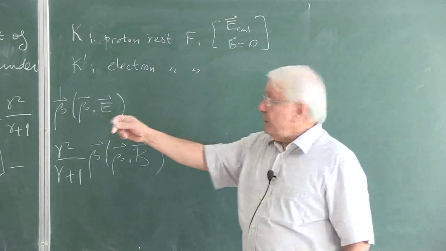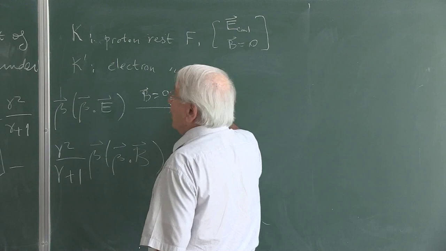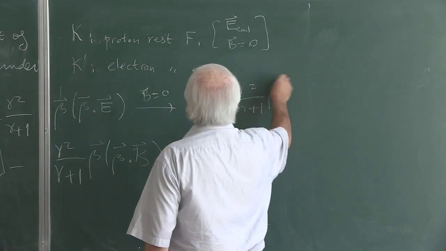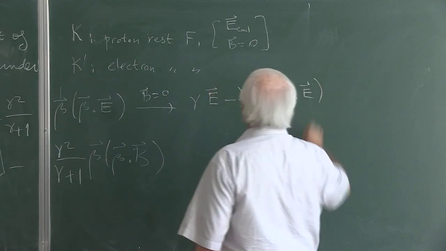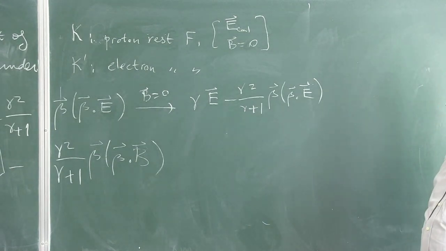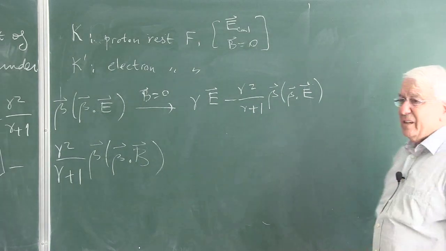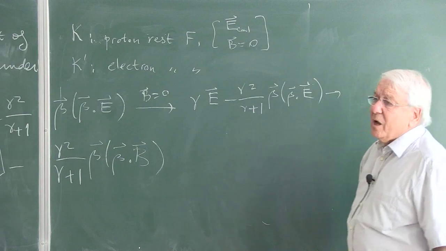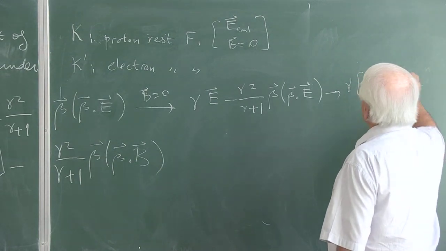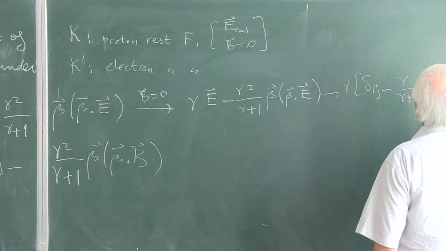So if we set B equals zero to take that into account, what you have is gamma E minus gamma squared divided by gamma plus one beta dotted into E. It is an interesting relation. Obviously, there is a gamma in the front. Perhaps I can rewrite this slightly differently in the index notation. If you consider the E prime ith component of it, it's going to be gamma delta ij minus gamma squared divided by gamma plus 1 beta i beta j times Ej.